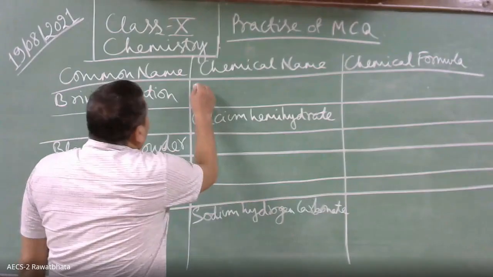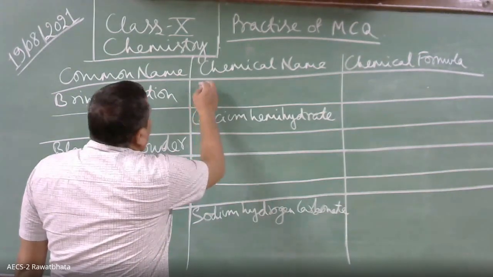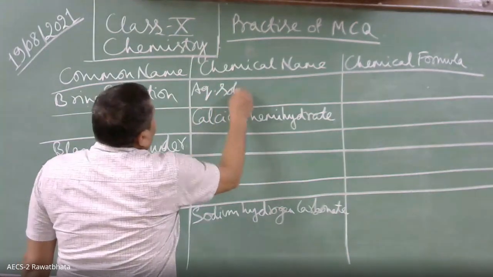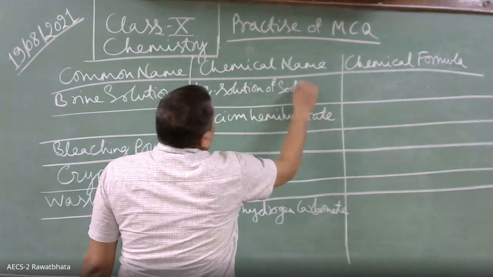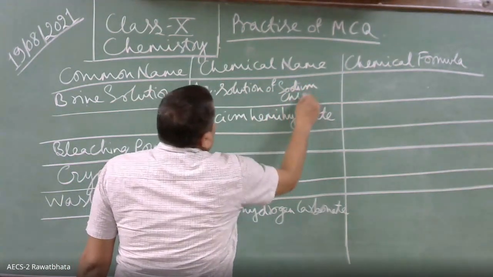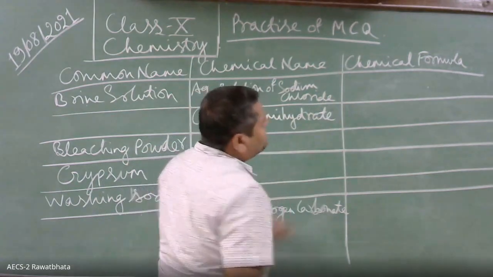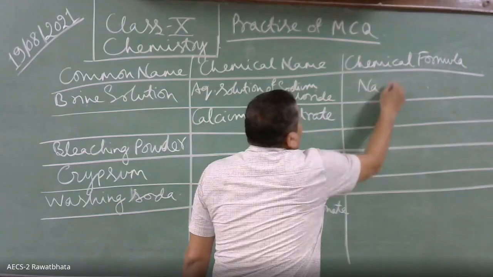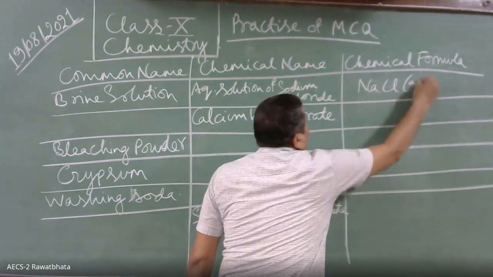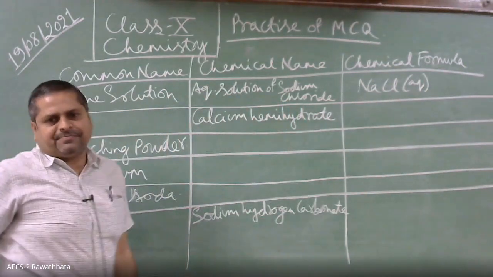Sir, brine solution and sodium chloride. Aqueous solution of sodium chloride. Okay, children. And what is its chemical formula? NaCl plus H2O. NaCl aqueous. Okay. Any problem in this?